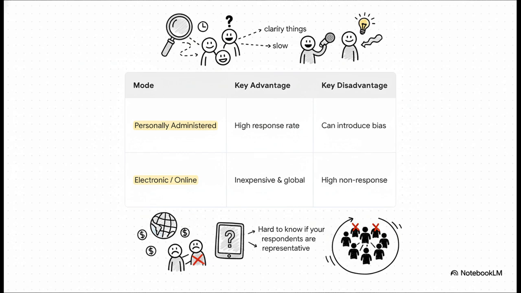Awesome, right? But it takes a ton of time, and you might accidentally influence their answers just by how you explain things. On the flip side, you can send it out online. It's super cheap, super fast, and can go global in seconds. The catch? You're lucky if you even get a 30% response rate, which makes you wonder if the people who did respond are really representative of the whole group.